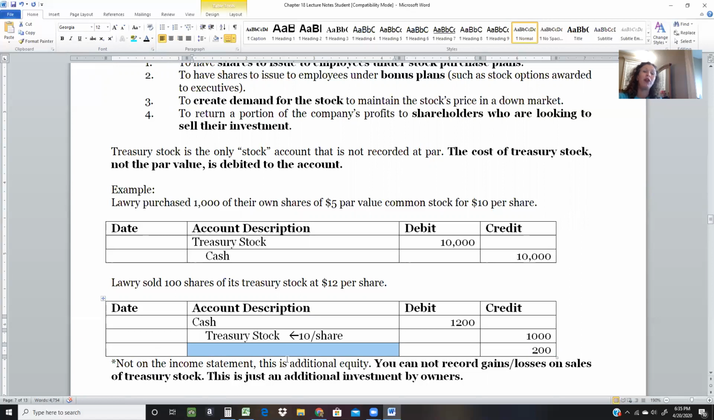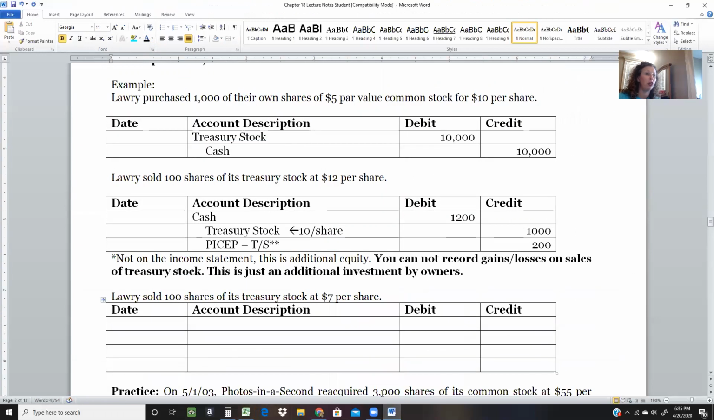So what we do is we just record PISEP. Basically it's just extra money from owners. We sold those shares back into the market and we got $2 extra a share, so we got an extra $200, and we're going to do PISEP - treasury shares. This number does not go on the income statement. This is just another equity. You can't record gains and losses on sales of treasury stock. It's just additional investments by owners.